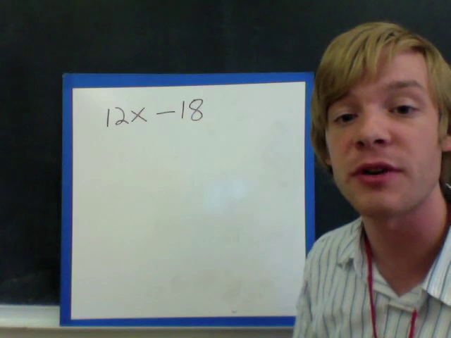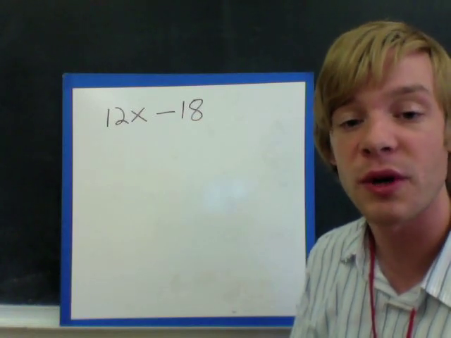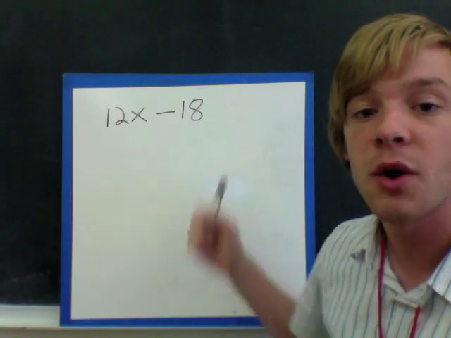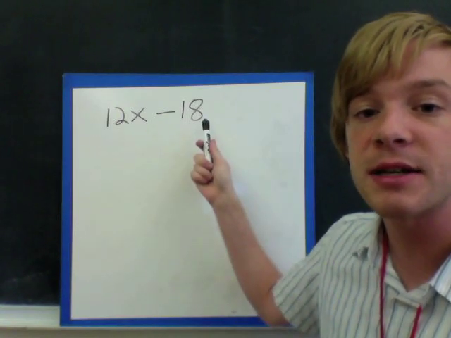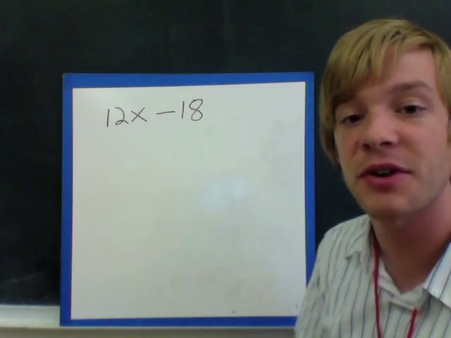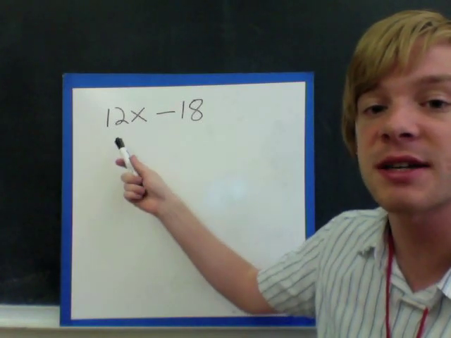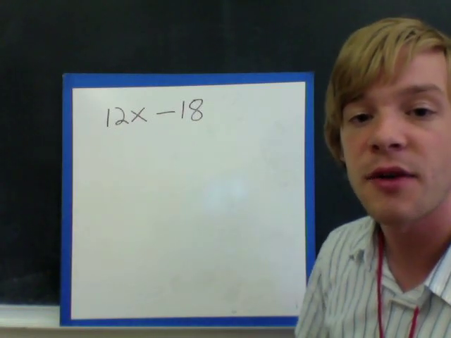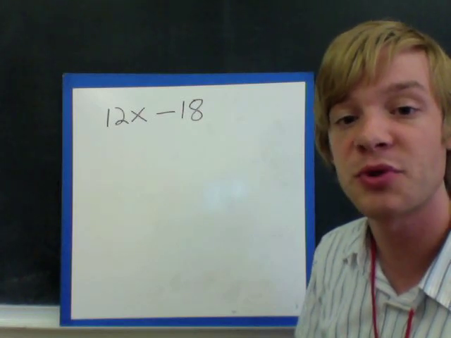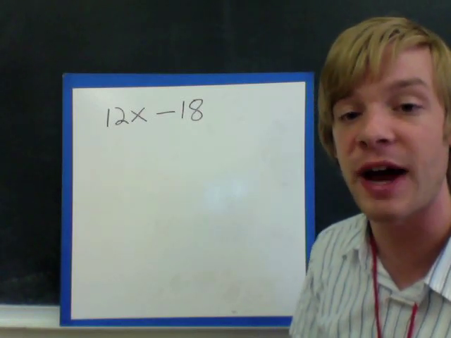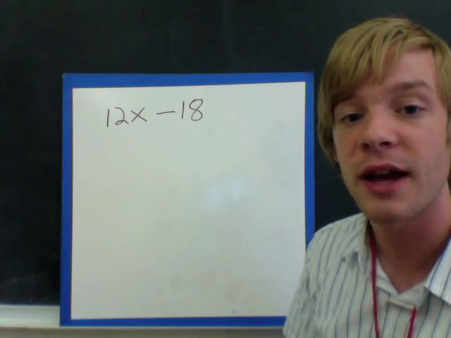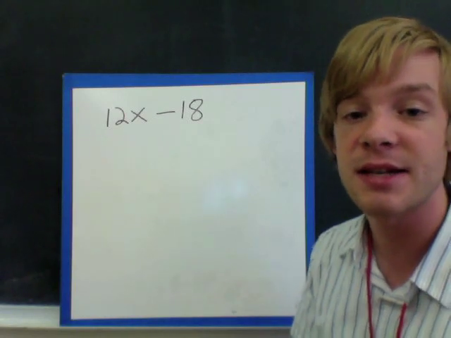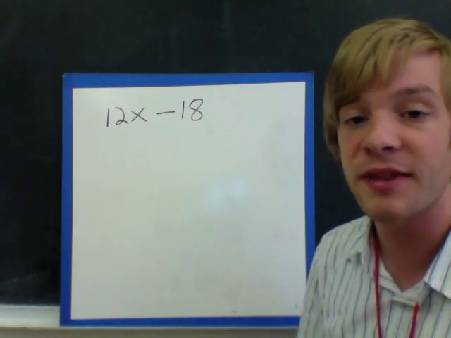And so what I'm looking for here is the largest number or expression that divides both 12x and negative 18. Well, this negative 18 doesn't have an x, so we won't be able to factor out any x's. But we know that there's a number that divides both 12 and negative 18. The largest number that divides both 12 and negative 18 is called the greatest common factor, and that's what we're going to be looking for. And so you should notice that the largest number that divides both 12 and negative 18 is 6. So we're going to go ahead and write that down.